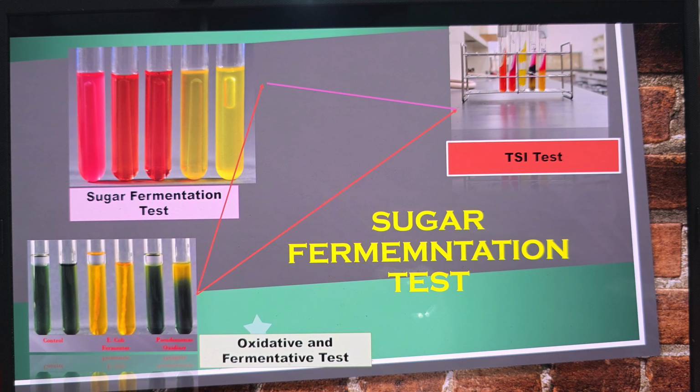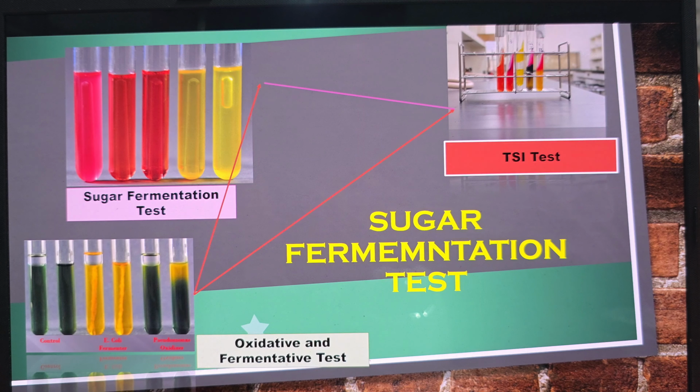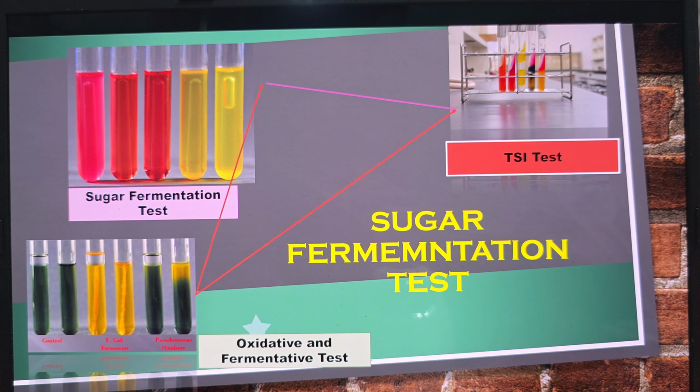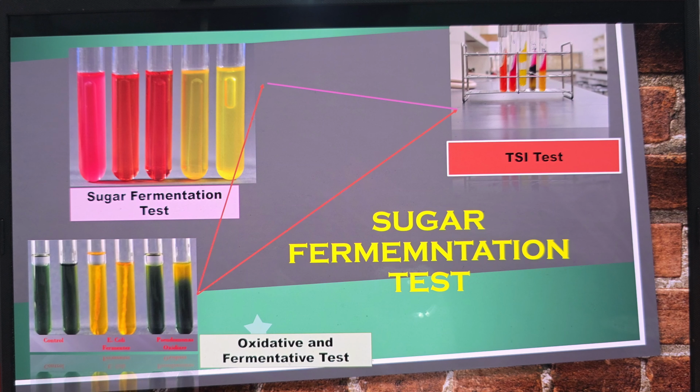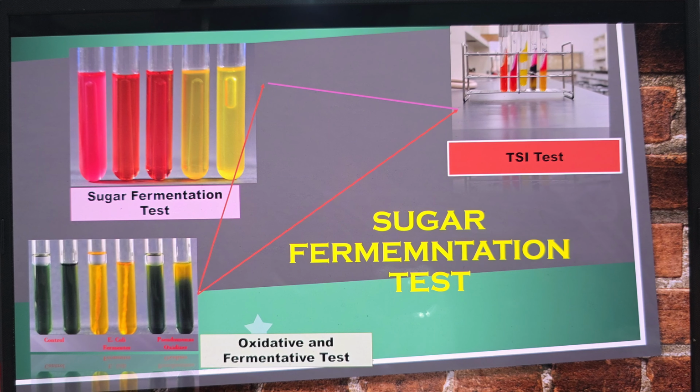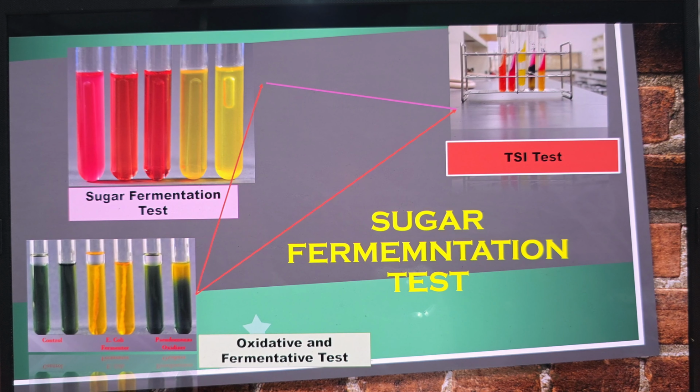Today we are going to learn the carbohydrate fermentation test, or sugar fermentation test, a simple yet powerful biochemical test that helps us to identify gram-negative bacilli. Observe the picture carefully. The ability of the bacteria to metabolize carbohydrate is evaluated by three major methods in the clinical microbiology laboratory: the sugar fermentation test, TSI test, and OF test. Each test provides different information about carbohydrate utilization and helps in bacterial identification.